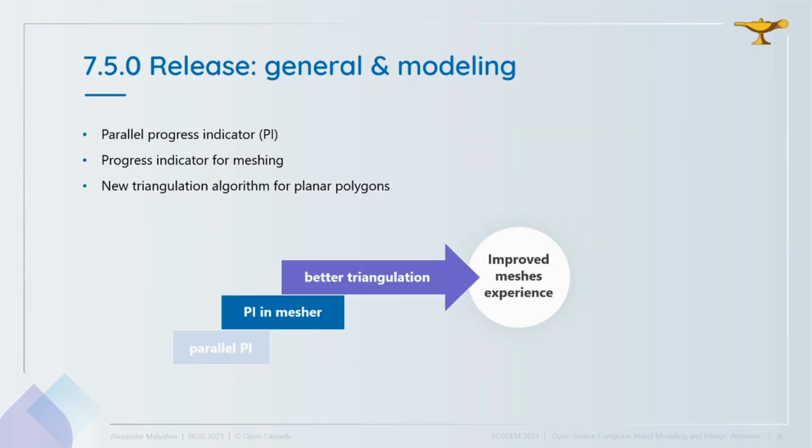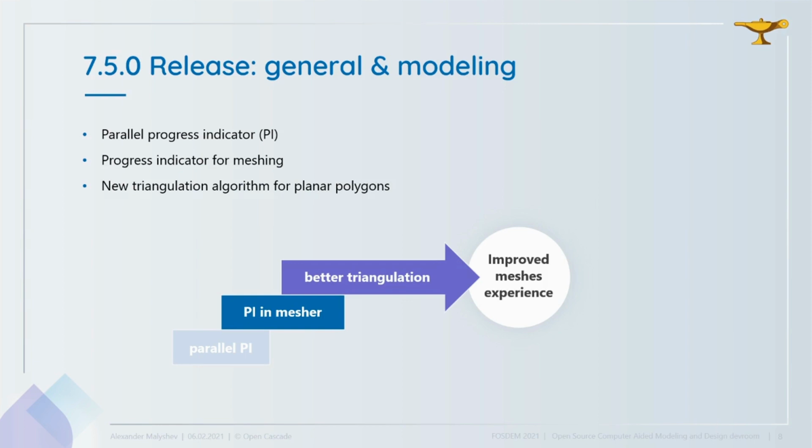General and modeling. Introducing parallel progress indicator. Historically, OCCT kernels are developed for single-threaded execution, and our kernel is not an exception from this rule. The world moves on, and for us it's the right time to have a parallel progress indicator, enabling parallel workflows. Progress indicator for meshing. Mesher is one of the algorithms in OCCT that supports parallel execution, so the presence of a parallel progress indicator is a preliminary requirement for this feature.